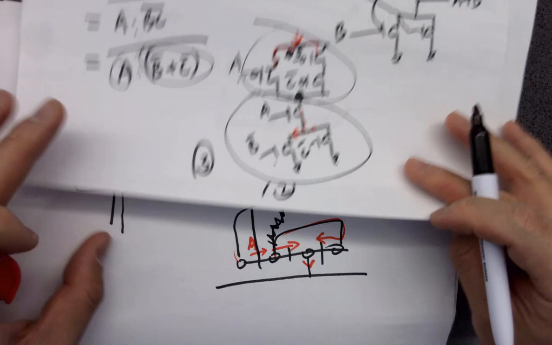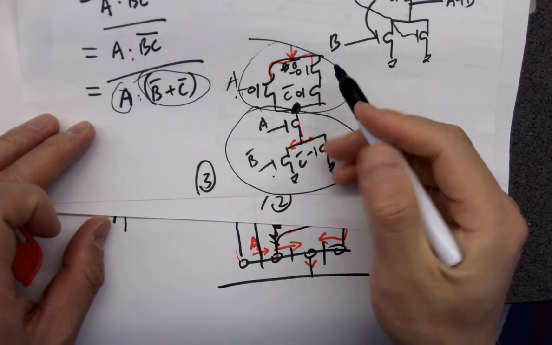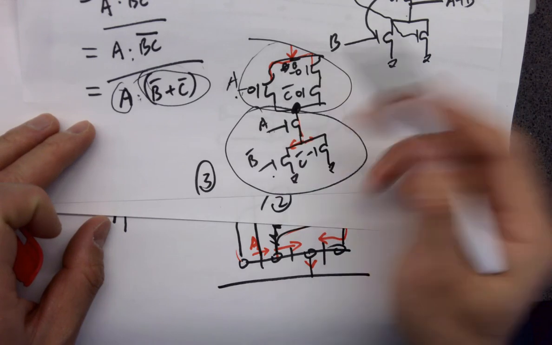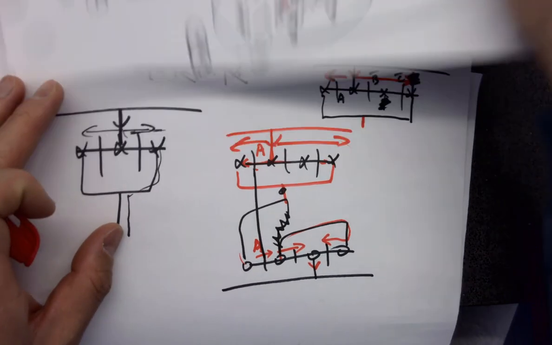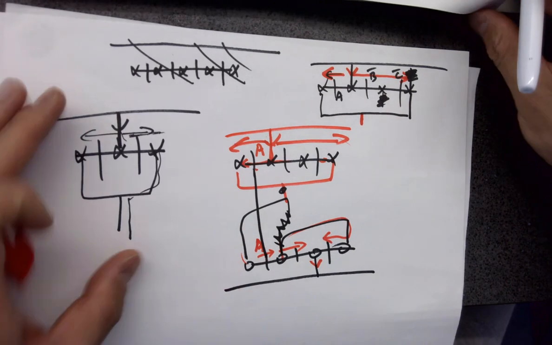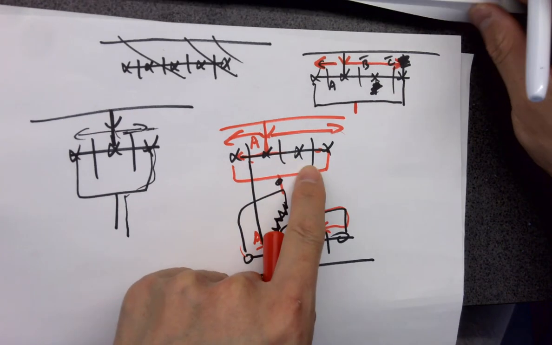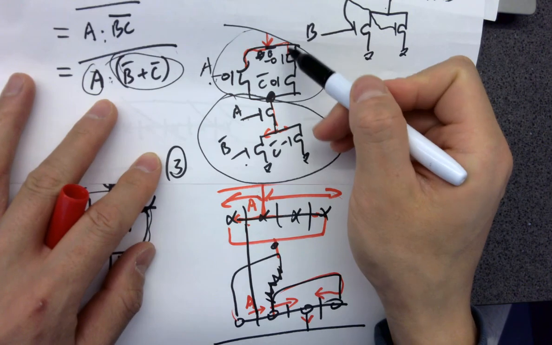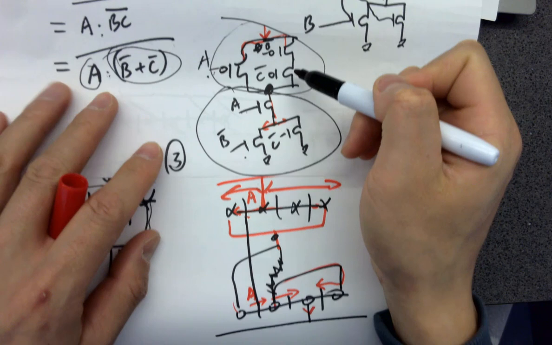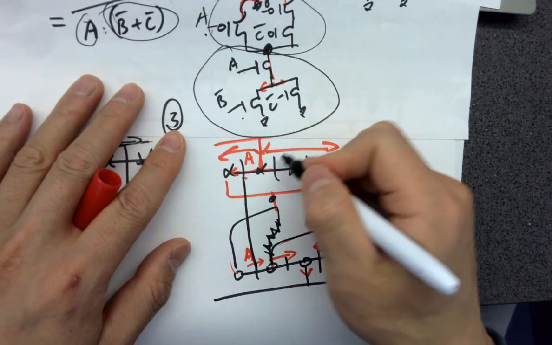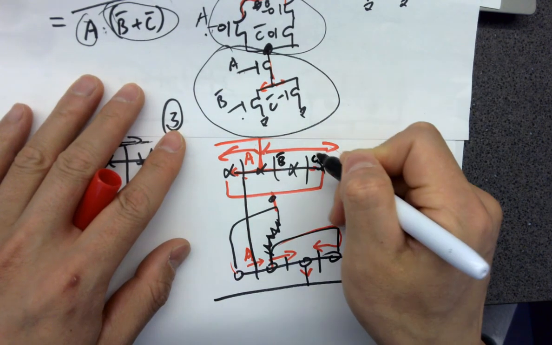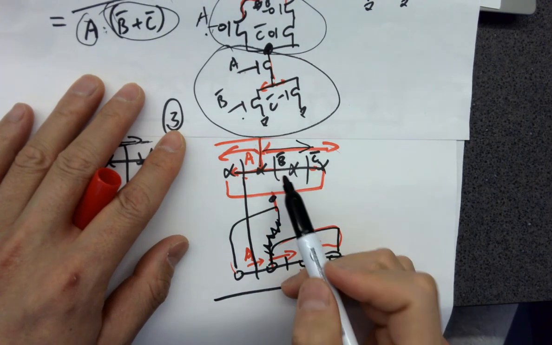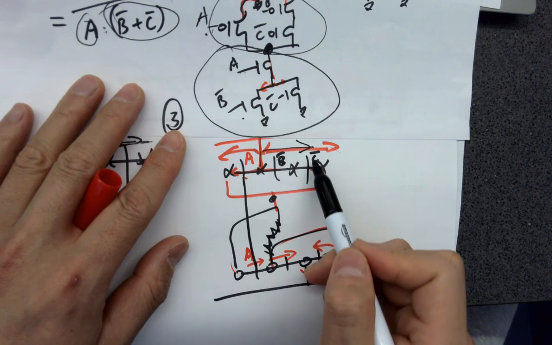What about B and C? Or B naught and C naught. So these are signals already inverted, B naught and C naught. Does it matter which one's B naught and C naught here? Yes, because the VDD signal goes through B naught first, and then C naught. So which one has to be B naught? This one. This has to be C naught instead, because the current flows that way. So the first leg has to go through B naught first.